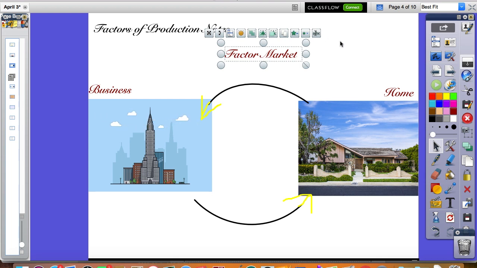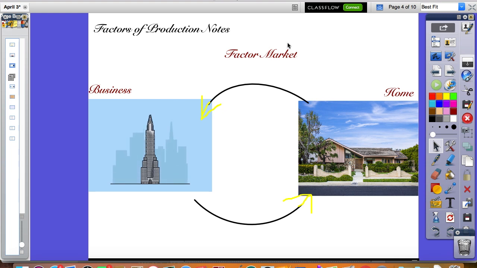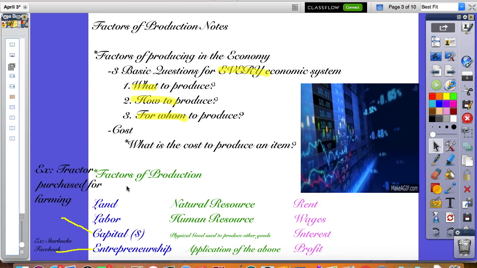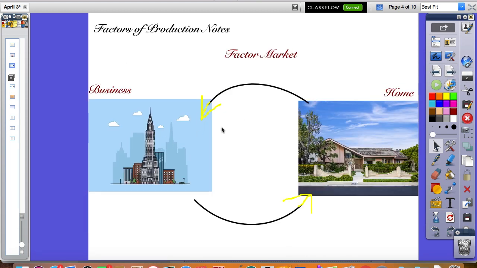This is going to be our diagram for our factor market. What does the home give the business in a factor market, and what does the business give the home? So we are going to use all of these factors of production. Well, just think about it. Land, labor, capital, entrepreneurship. Does that sound like that would be something that the home would give? Would you give land? Would you give labor? Would you give capital? Would you participate in entrepreneurship? Or would the business provide the land, provide the labor, provide the capital, provide the entrepreneurship? Vice versa. Would the home provide rent, wages, interest, or profit for the business? Or would the business provide rent, wages, interest, or profit?